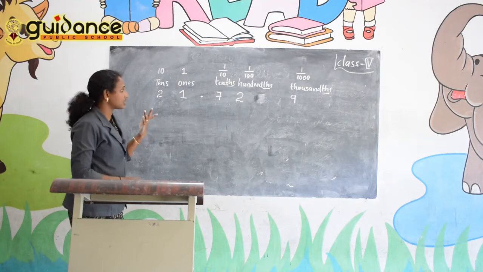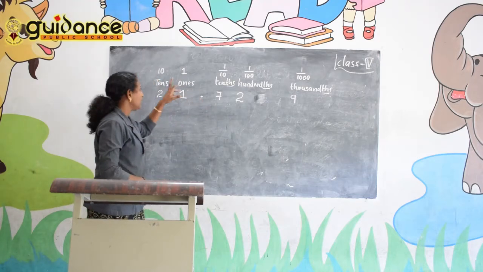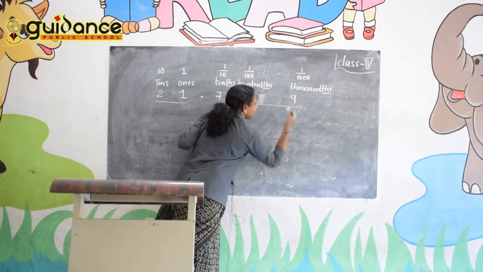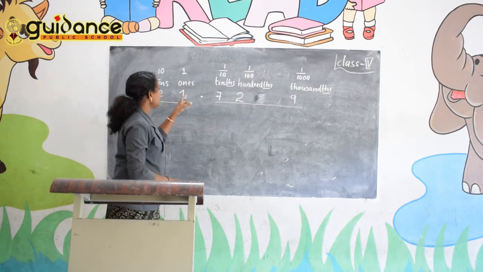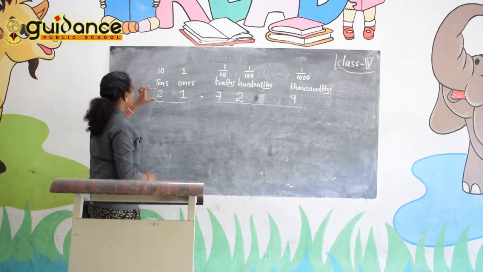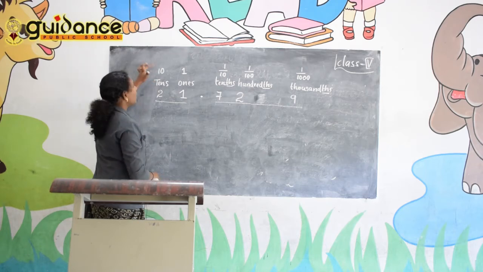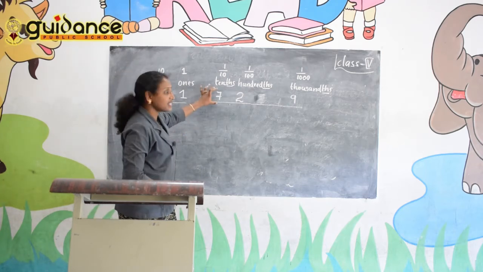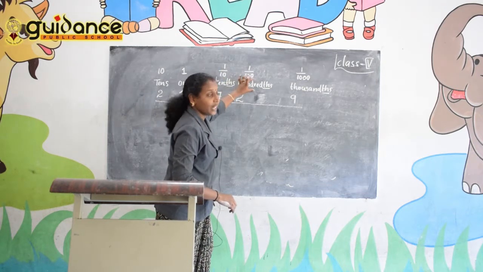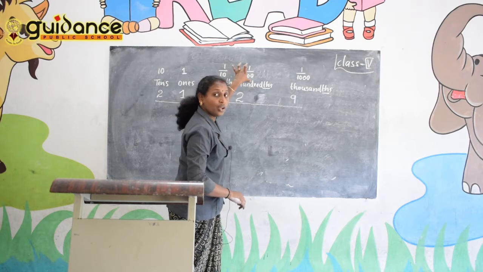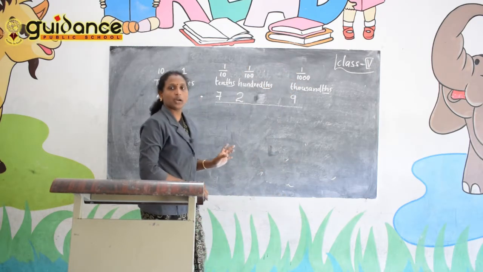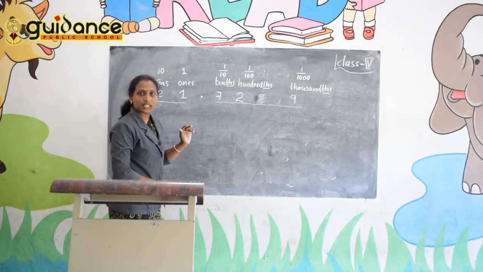All of you clear this? This is the decimal point, this is the whole number part and this is the fractional part. The places: 1 is in ones or 1, and 2 is in tens or 10. The 7 is in tenths or 1 by 10, 2 is in hundredths or 1 by 100, and 9 is in thousandths or 1 by 1000. So this is the order of places.